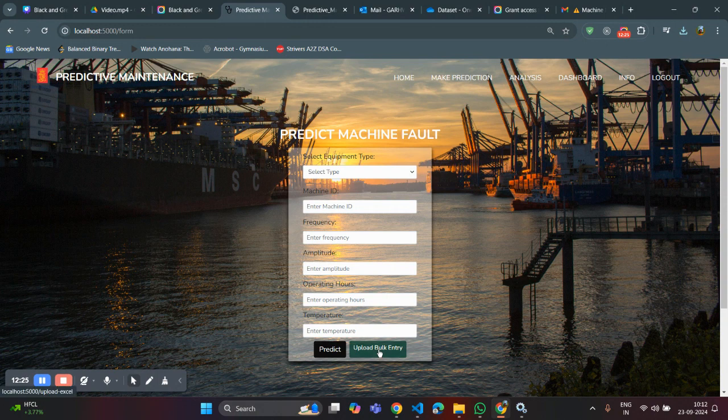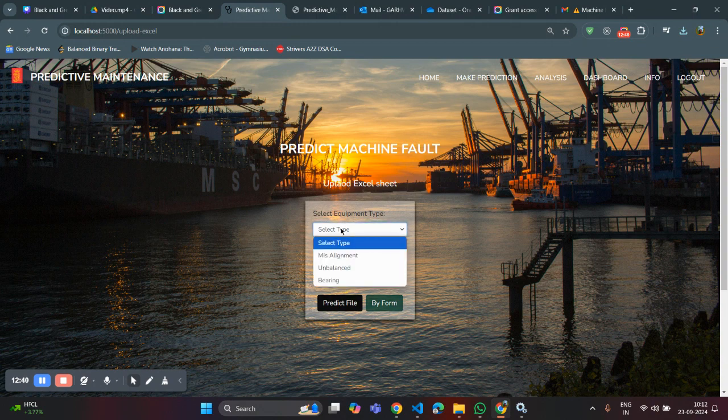And this is another feature in our system. If we don't want to predict for one machine, we have a large industry in real time. We have a very large industry. We have a large number of machines. So every time we will not be entering single values, like what is the frequency, what is the amplitude. So we will directly give the readings in bulk, in the Excel sheet.